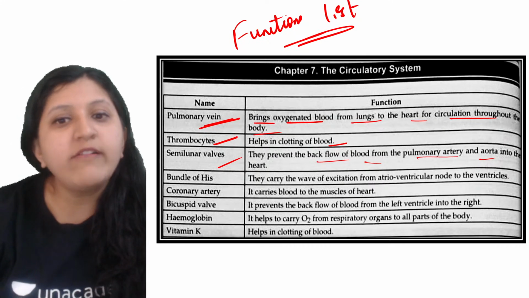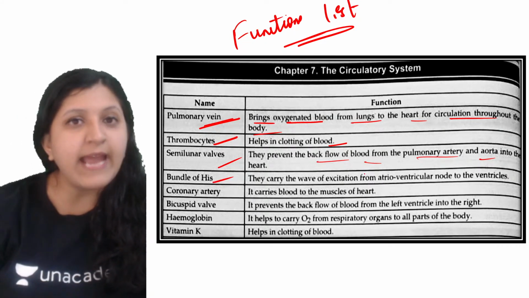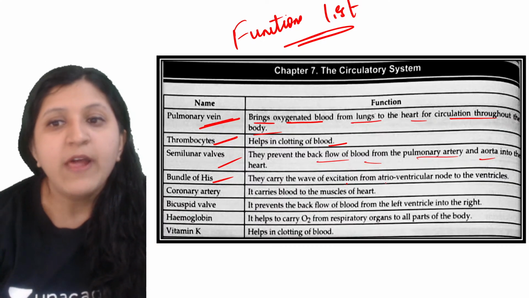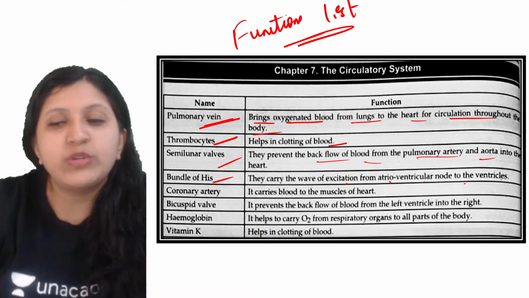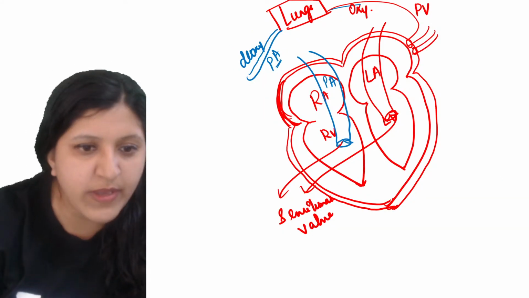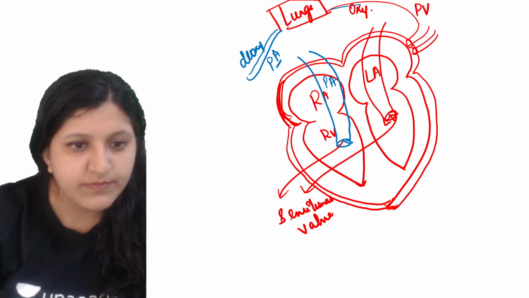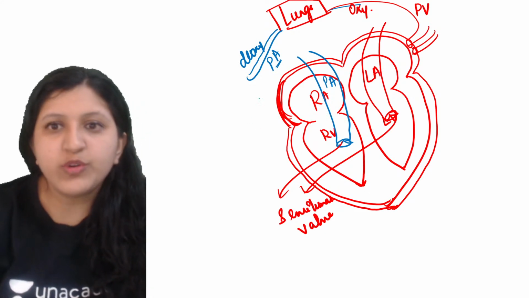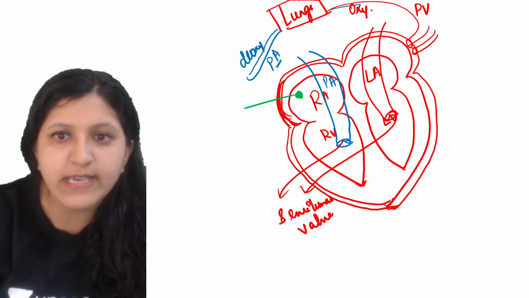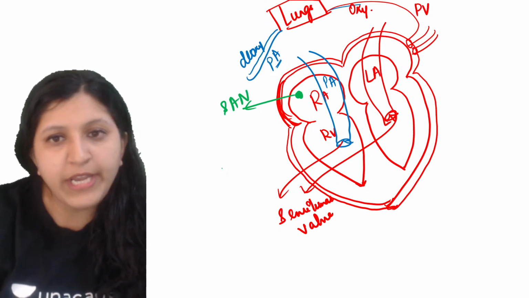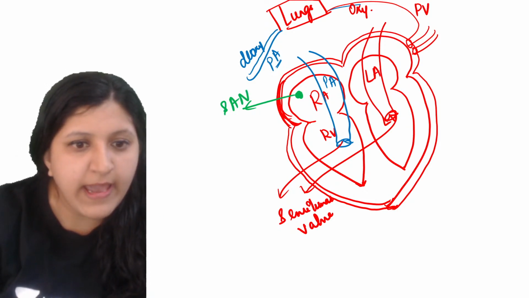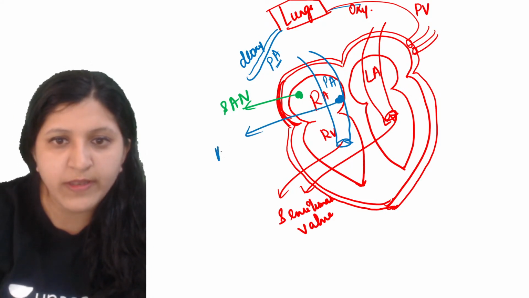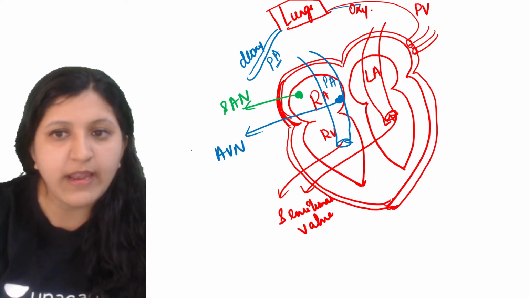All right, so next there is the bundle of His. So what exactly does the bundle of His do? They carry the wave of excitation from the atrioventricular node to the ventricle. So let's have a look at this one as well. Okay, so here SAN is present. So this is the SAN. Sinoatrial node is present here, and this one over here you can find is the AVN. Let's draw this one as the AVN, atrioventricular node.